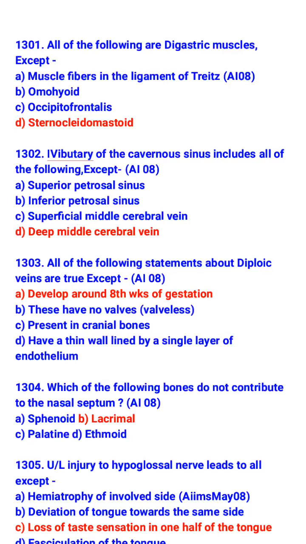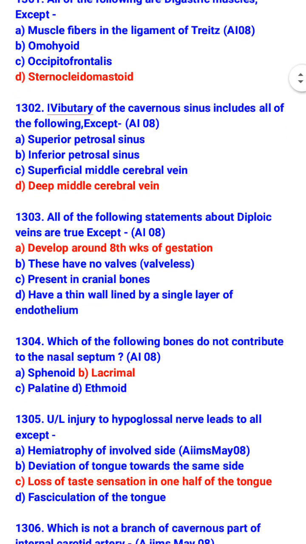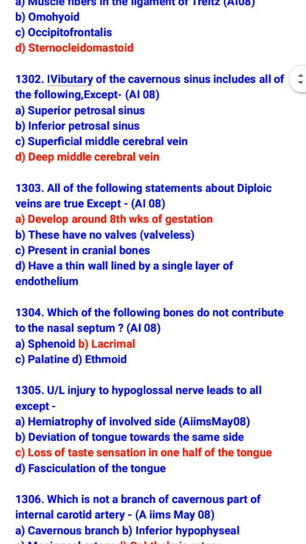All of the following statements about diploic vein are true except it develops around 8 weeks of gestation. So what is true about diploic veins is these have no valve or are valveless, are present in cranial bones, and have a thin wall lined by a single layer of endothelium.